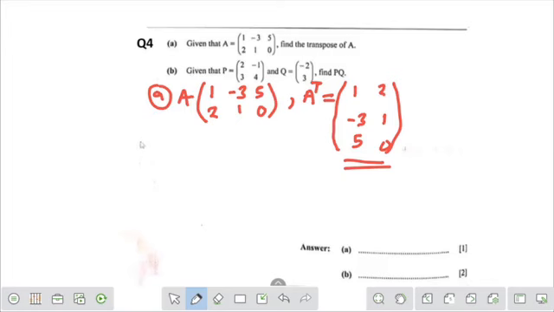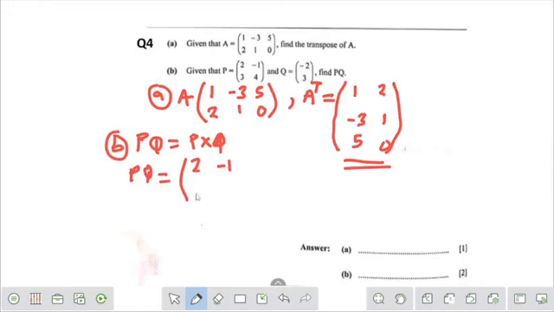So we now answer our question B. Given that P is equal to this matrix, Q is equal to this matrix, find PQ. So PQ means that we find the product of P and Q. So we need to multiply. So PQ equal to, what's the matrix for P? We have 2, negative 1, we have 3, and a 4, which will be multiplied with, what's the matrix for Q, which is negative 2 and a 3.